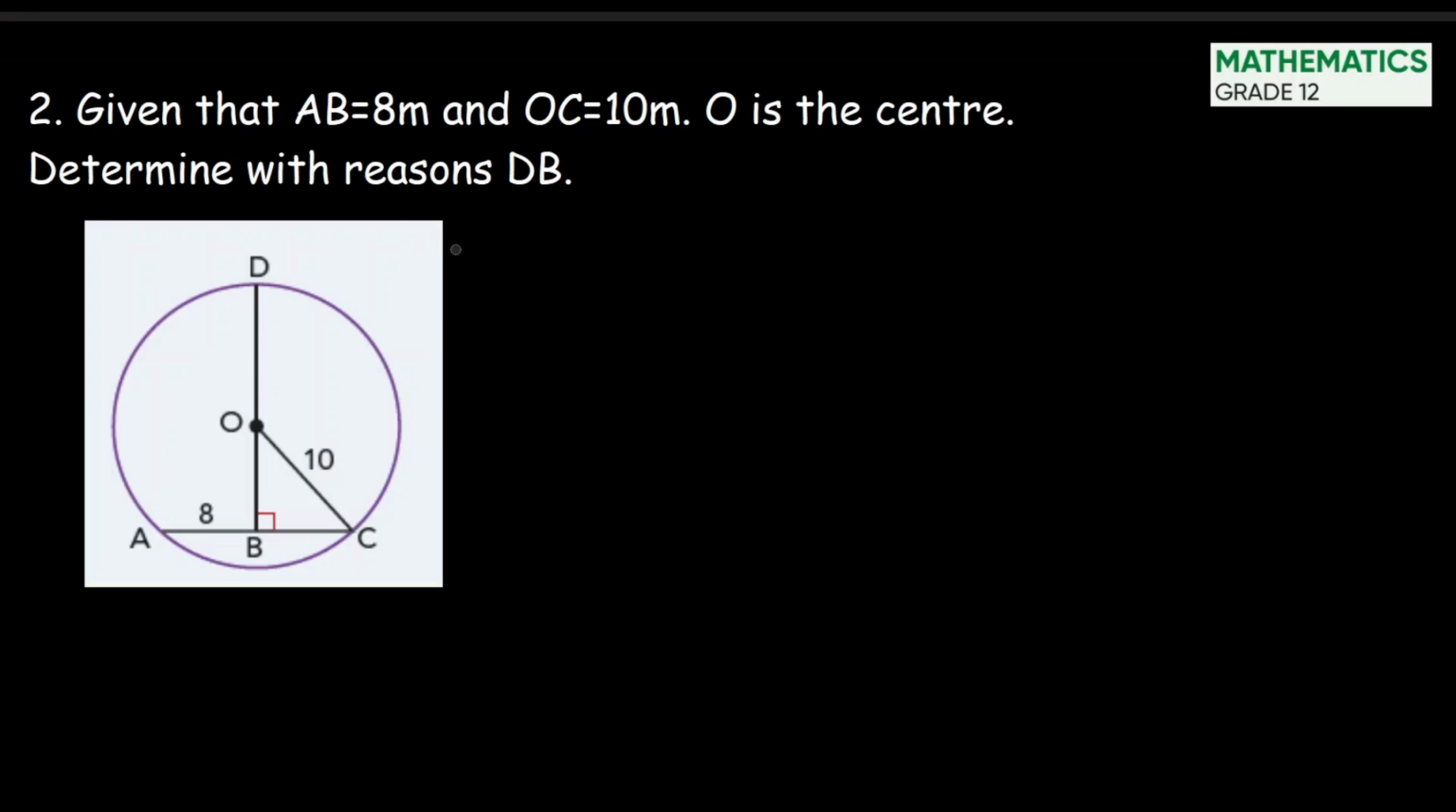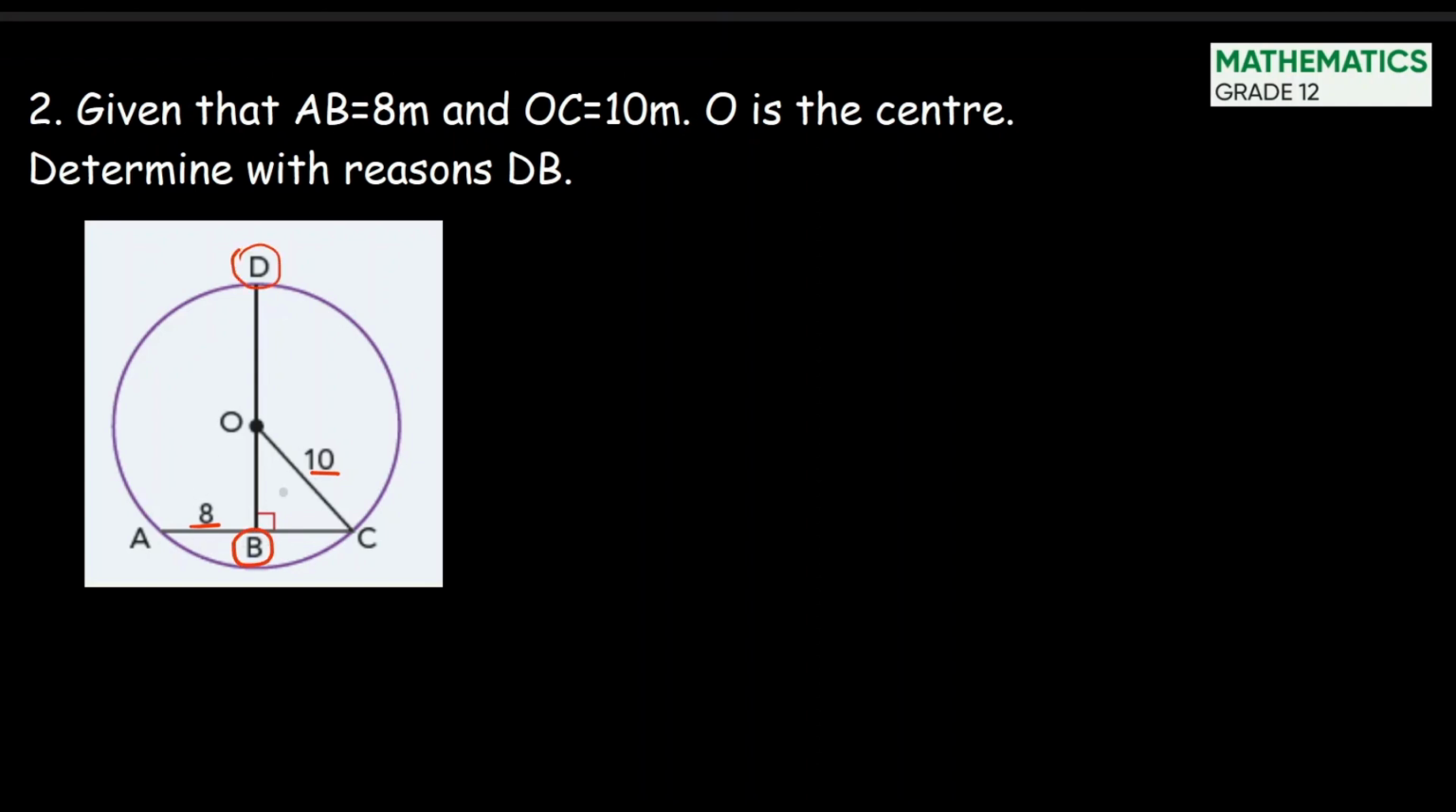In this next question, we'll be covering the theorem that involves a line drawn from the center and it intersects a chord. And we'll be answering the questions that follow from that. So suppose we're given that AB is equal to 8 meters. We're given that AB is 8 meters in the diagram, and we're given that OC is 10 meters. O is the center. Determine, with reasons, DB. So DB is the total length from D to B.